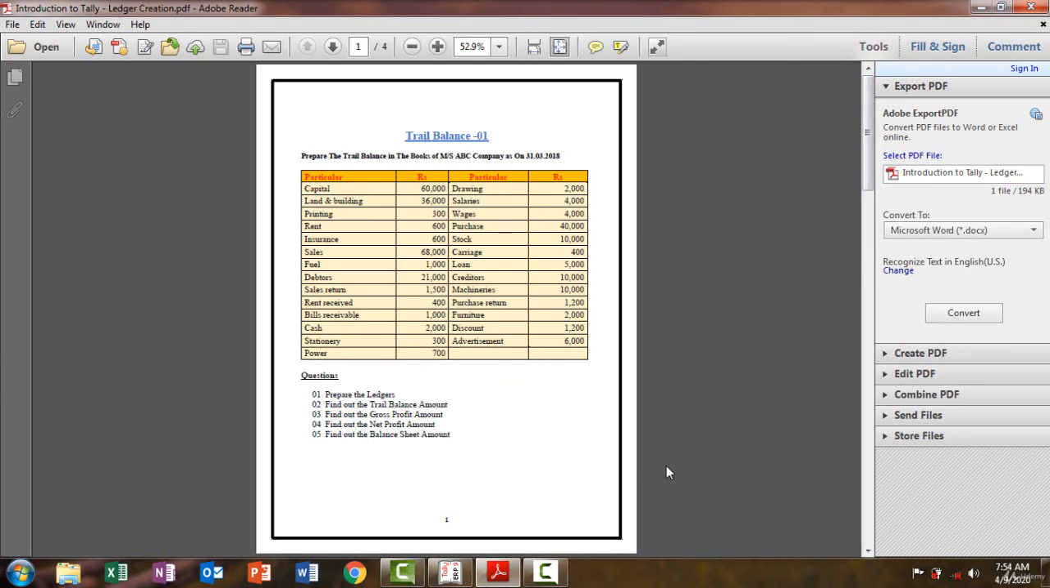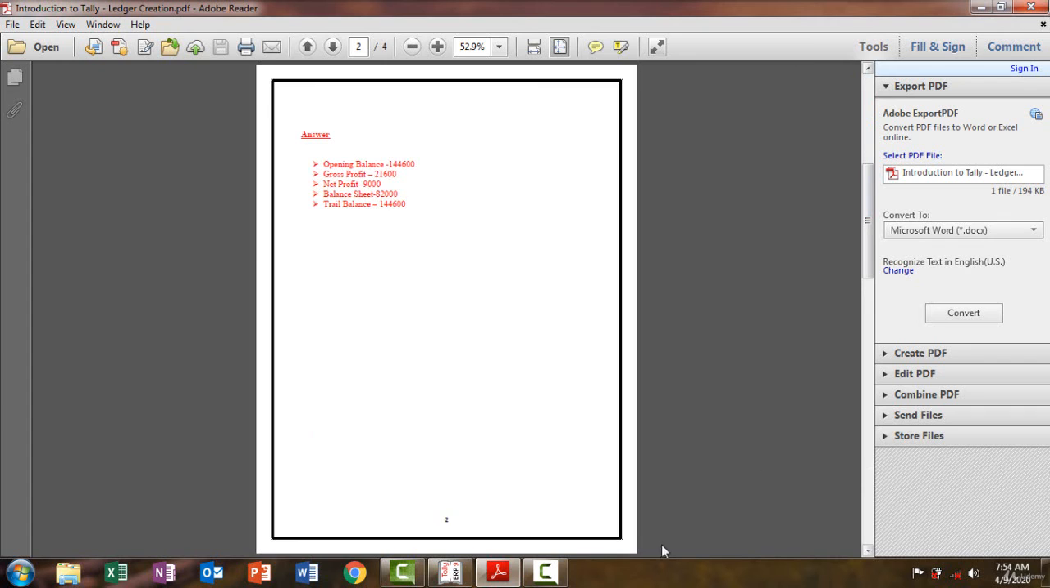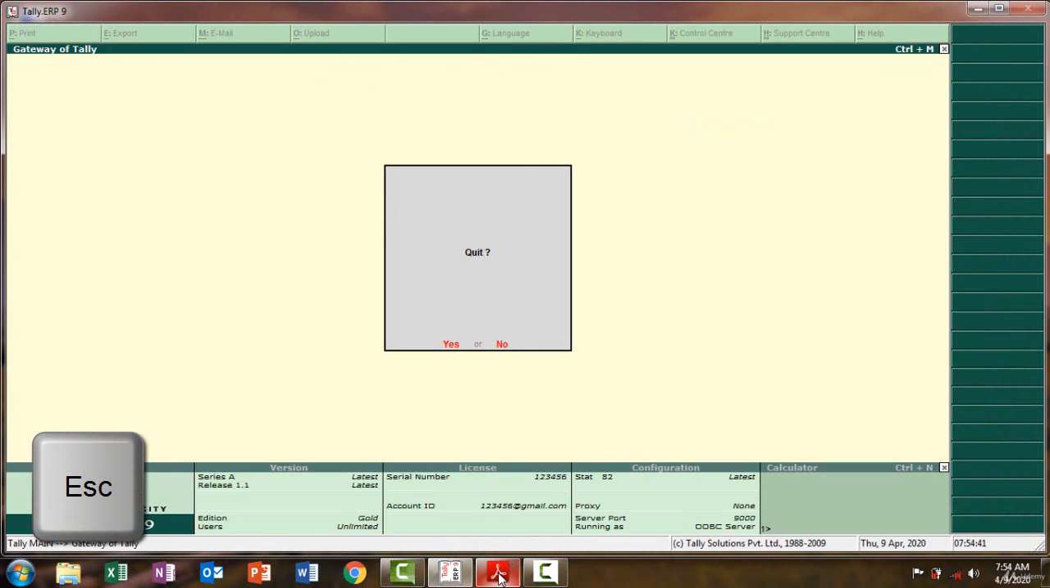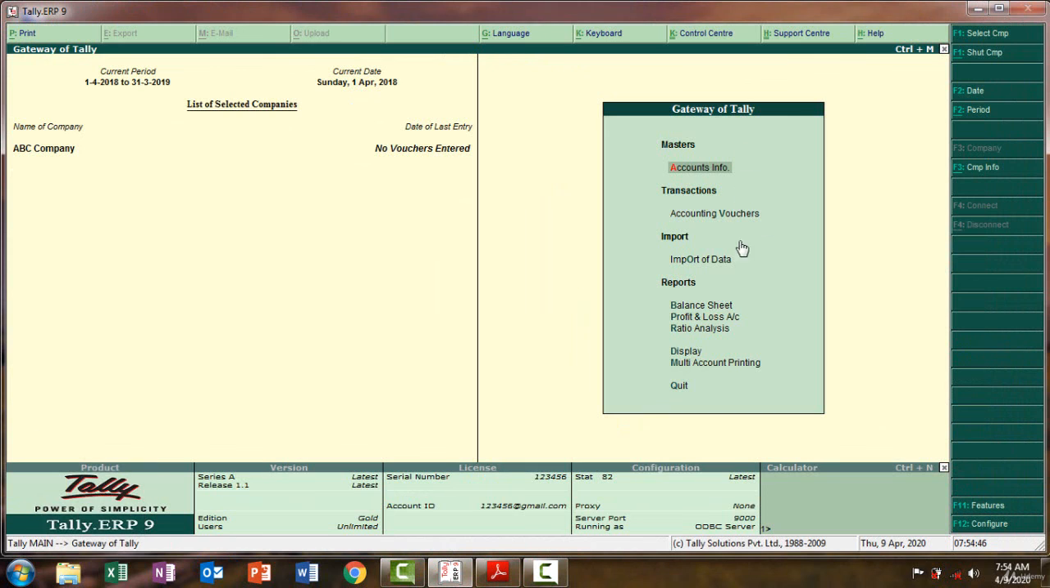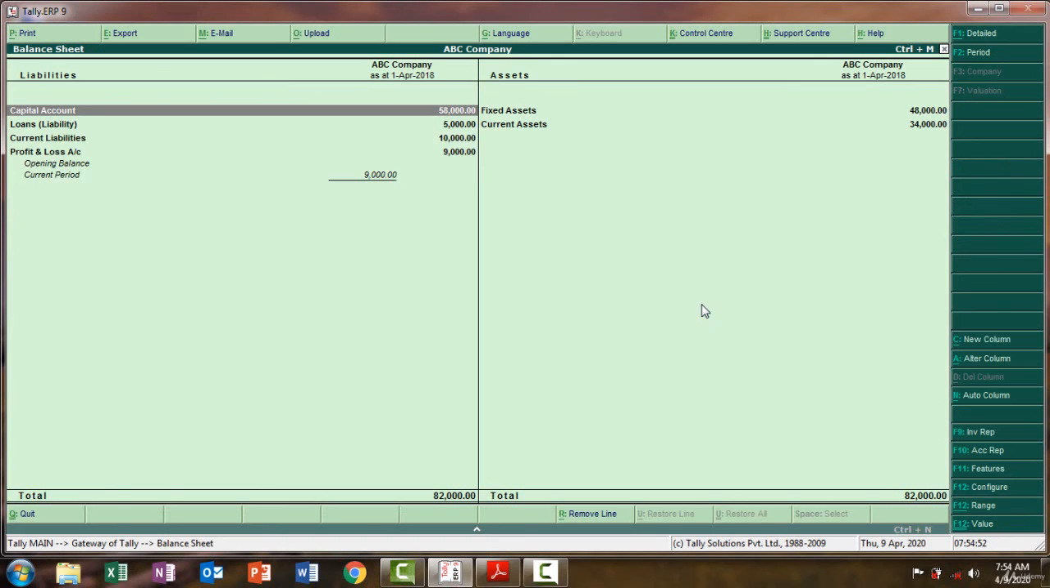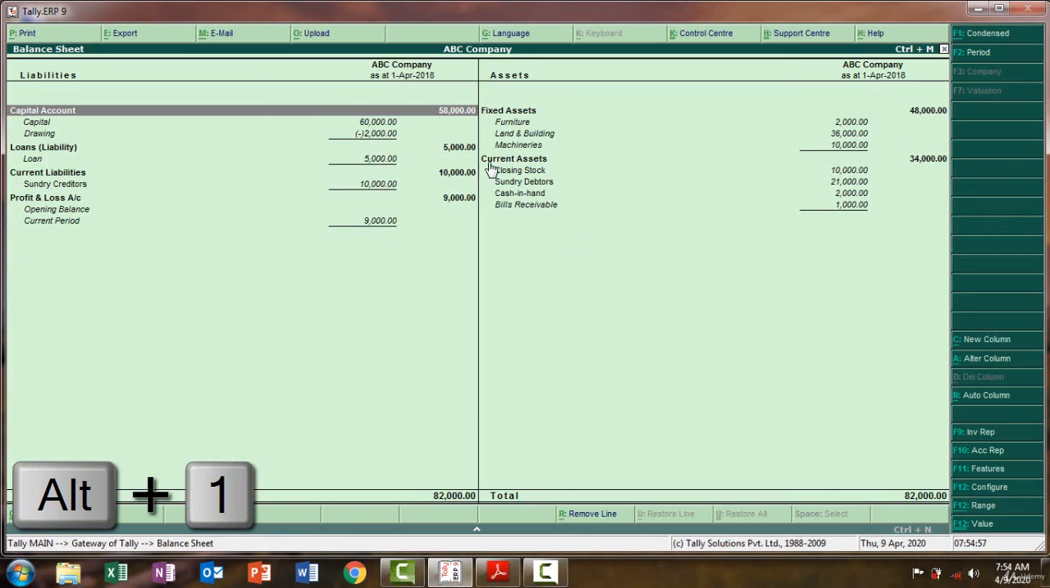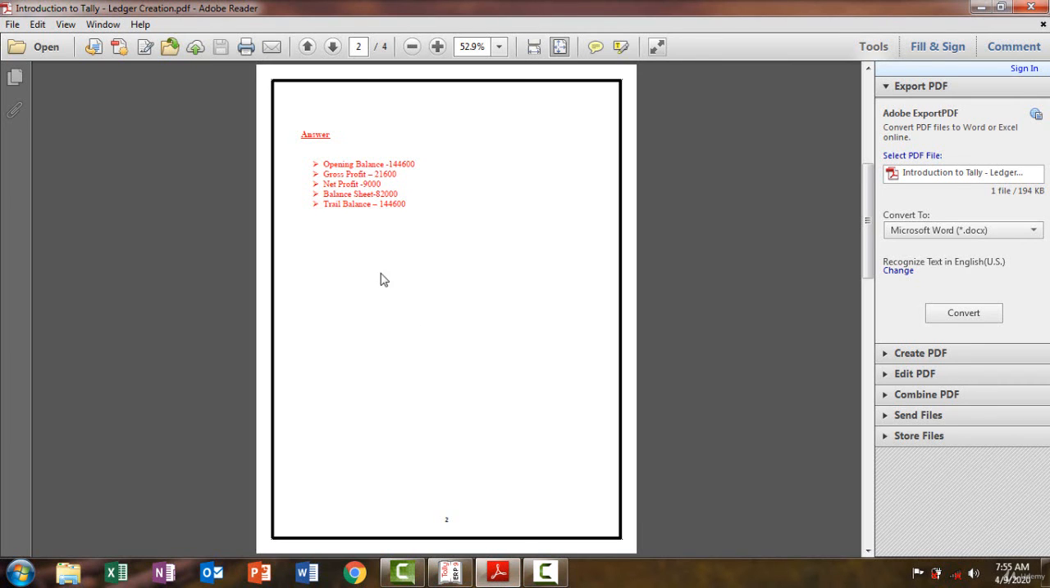So then the next one is to find out the balance sheet amount. Balance sheet amount, how much? We can press escape, and I'm going to go to the Gateway of Tally and Balance Sheet. Click the Balance Sheet, and for further information click Alt plus F1, and the balance sheet amount is 82,000. You can see 82,000 is the balance sheet amount. So our ledgers are correct.